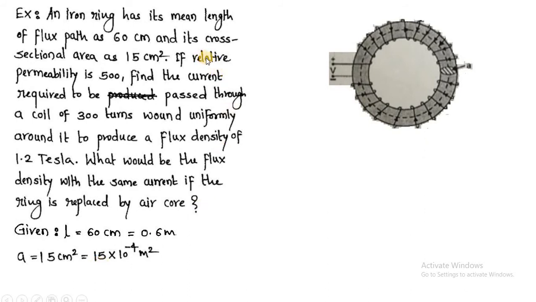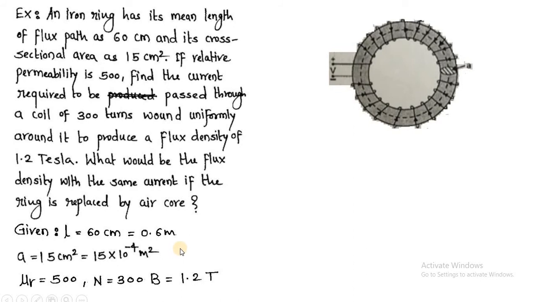Then the next data is relative permeability is 500. Which parameter is that? Mu r. Very good. So mu r is equal to 500. Then the next data is the number of turns, N equal to 300. Very good. Then what is the next data? B equal to 1.2 Tesla. B means flux density, capital B. So capital B is equal to 1.2 Tesla.